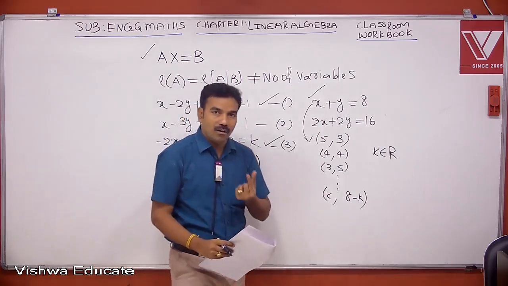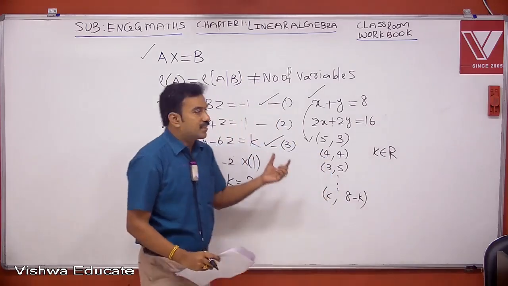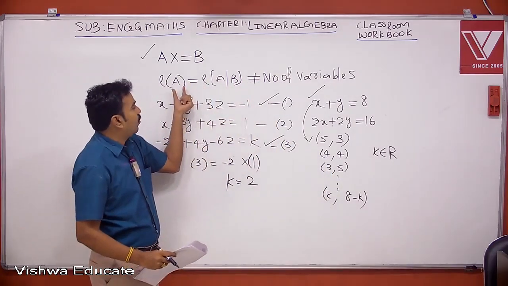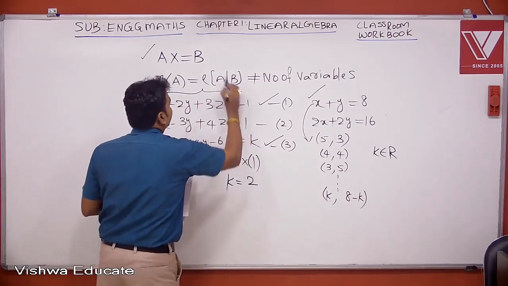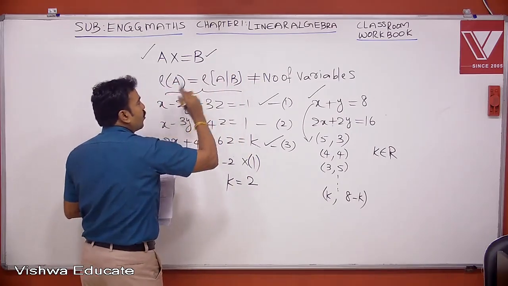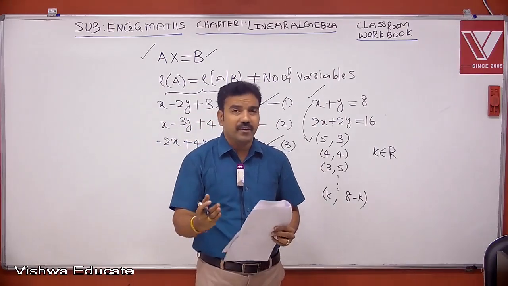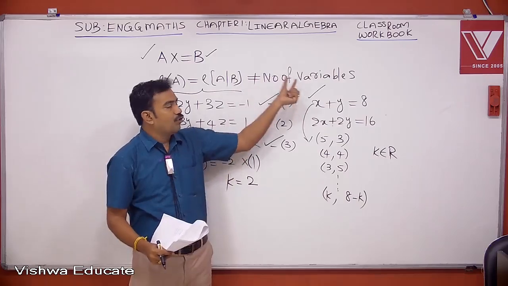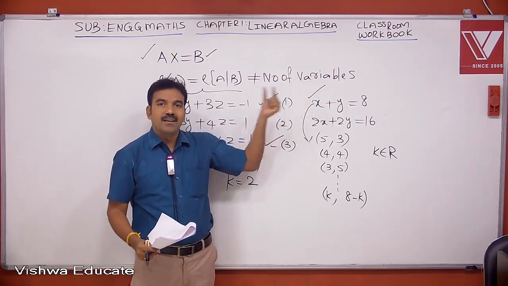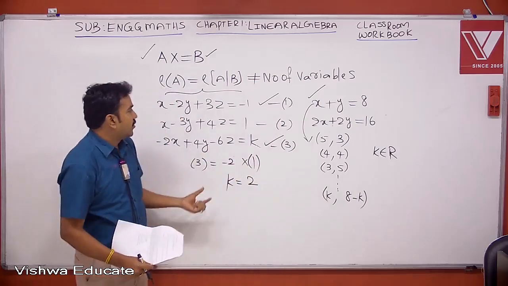So we need to understand one point. Generally the system has infinitely many solutions when it satisfies this particular condition, rank of A equal to rank of A slash B. It confirms that the system is consistent. Consistent means it may have exactly one solution or infinitely many solutions. So to get infinitely many solutions, the rank should not be equal to the number of variables. This can be done in a different way, like this.